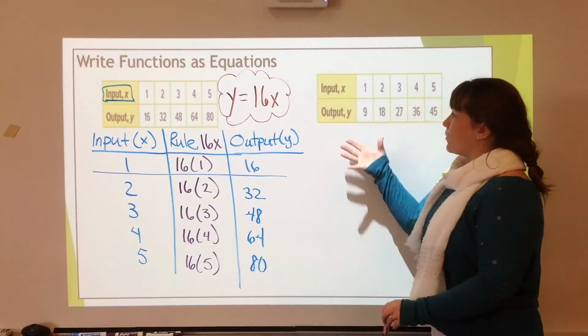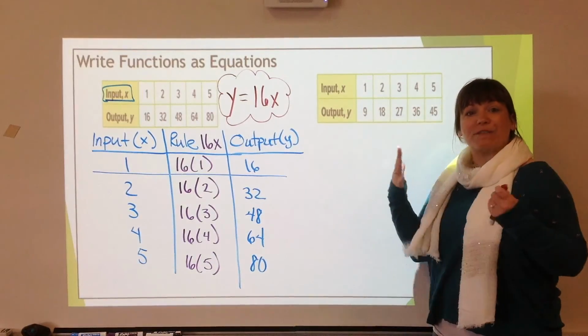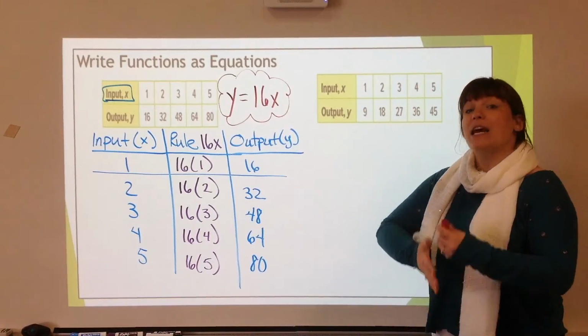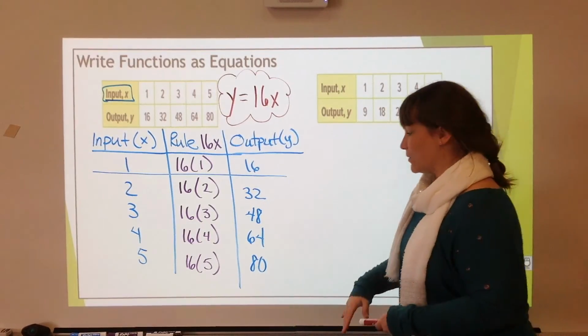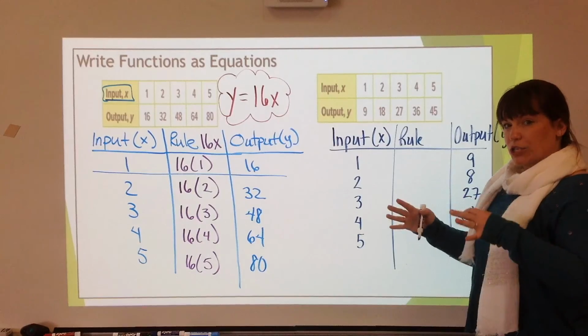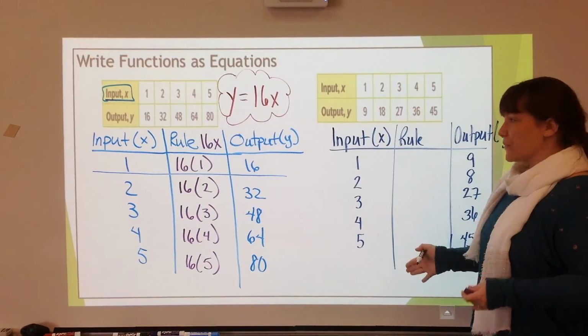Now let's do this one. I want you to try to set it up on your own and figure out what the pattern is, and then try to write your equation, and then I'll come back and show you my table. So here I have my table all turned with a space in the middle for my rule.